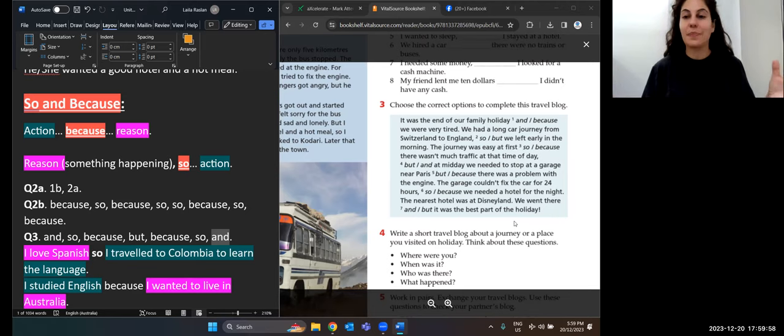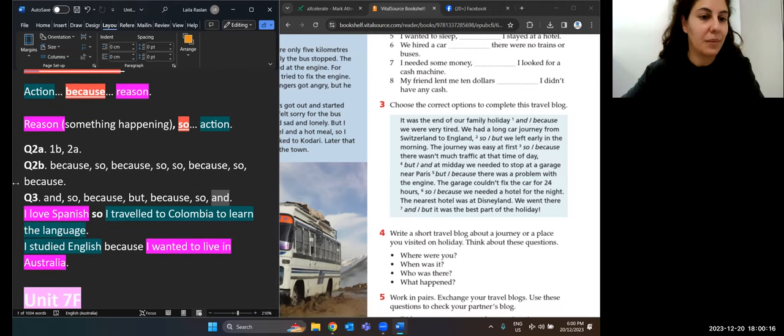Okay, so in this writing, we learned to use "so", we learned to use "because", we know how to use "and", and we also have "but". So there's four words. I'll give you some more examples. So now that we know "so" and "because", I love Spanish. Now I want to give you an action. So I traveled to Colombia to learn the language. The first one is a reason. The second part is an action. What did I do?